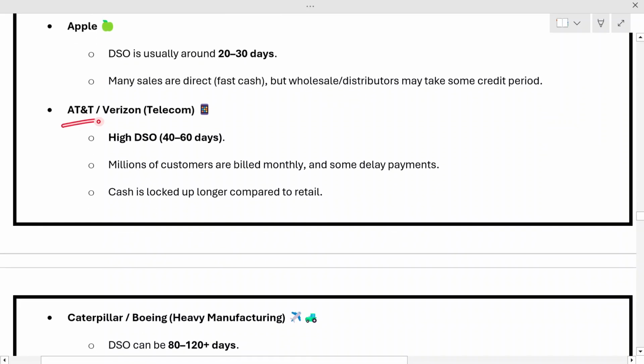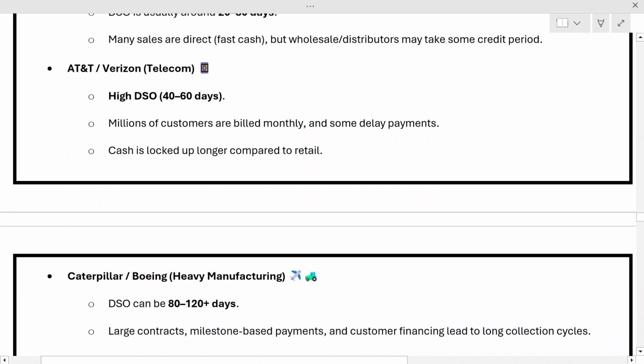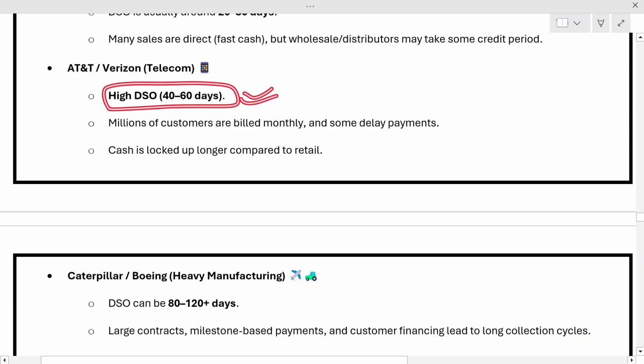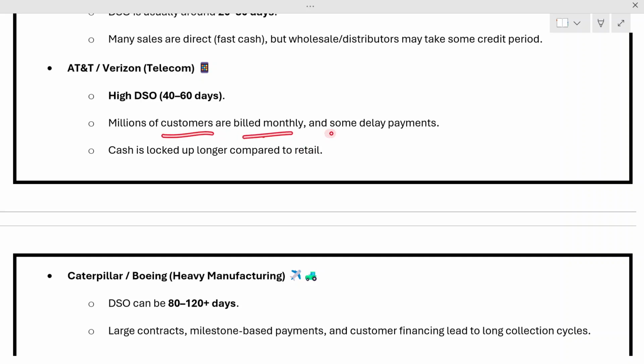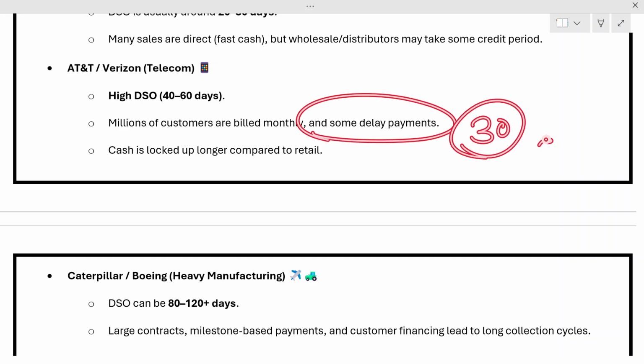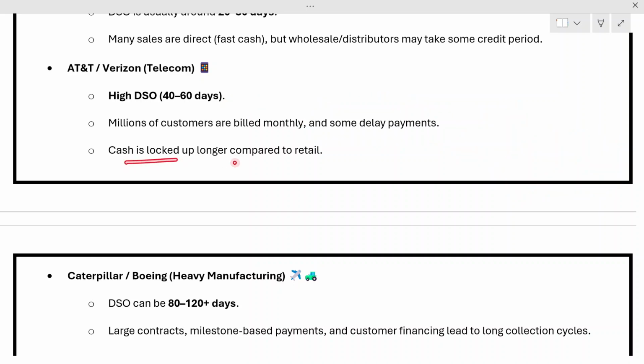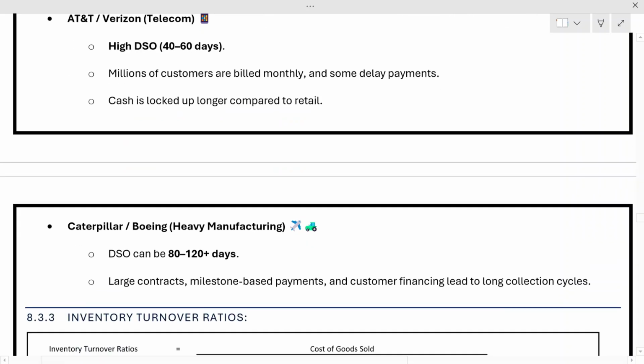And then we see AT&T and Verizon, which are telecom companies. Telecom companies generally have DSO of 40 to 60 days because millions of customers take postpaid plans instead of prepaid plans. When postpaid plans are taken, they pay their bills after 30 days and generally they take 40 to 60 days. So this is having a high DSO. Due to that, many times their capital gets locked because money is paid to them late.